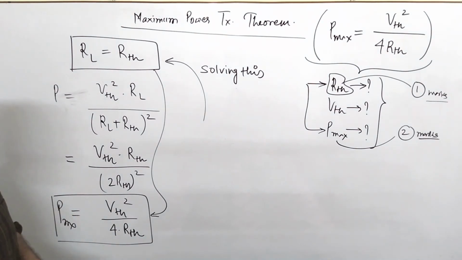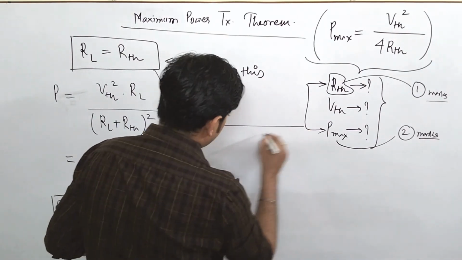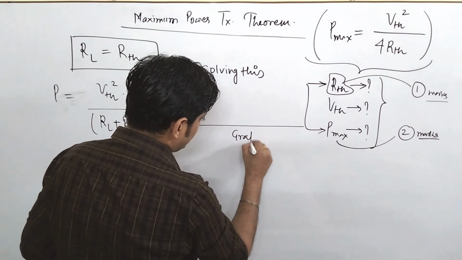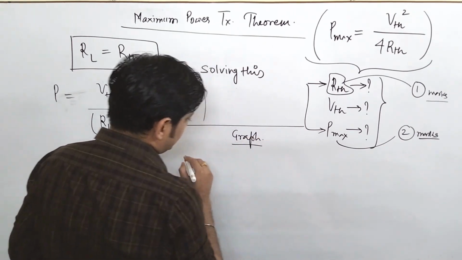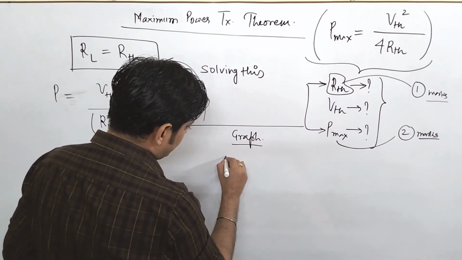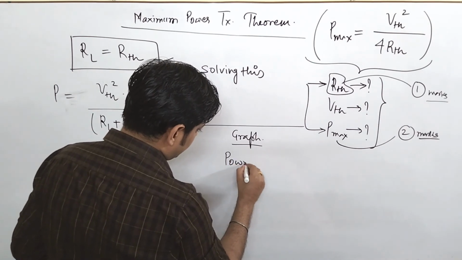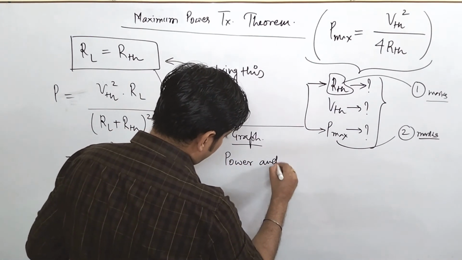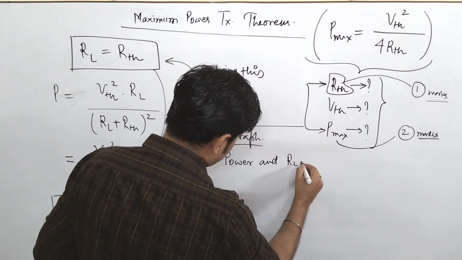Now we will discuss one graph, and that graph is basically the relation between power and load resistance RL.